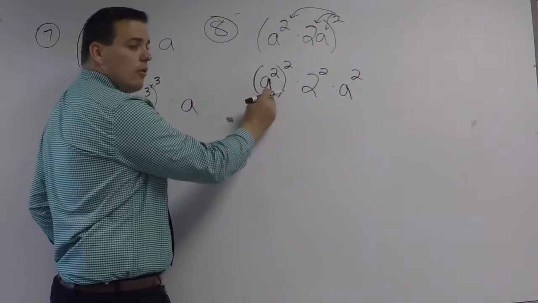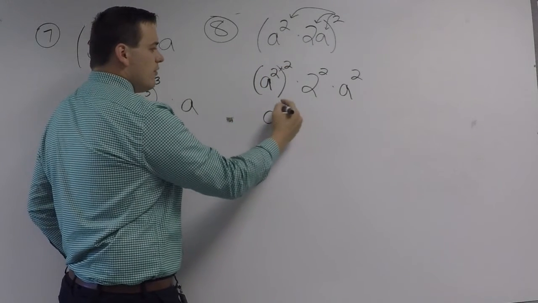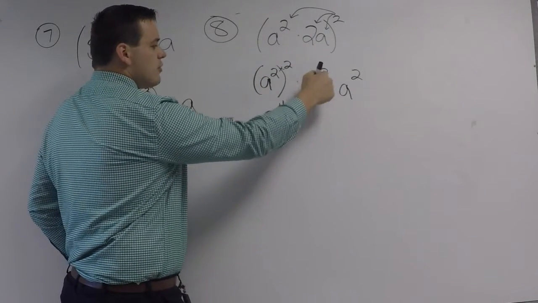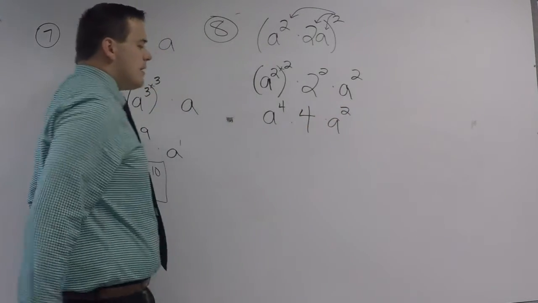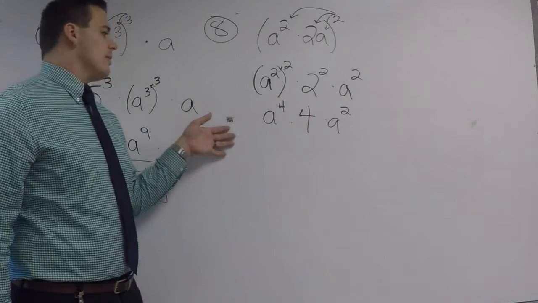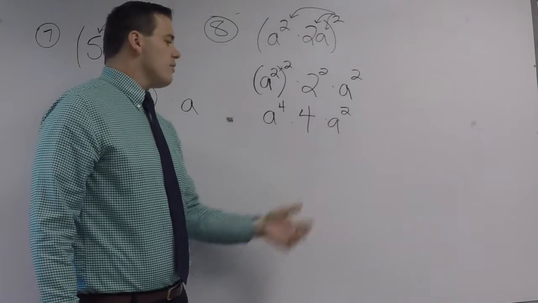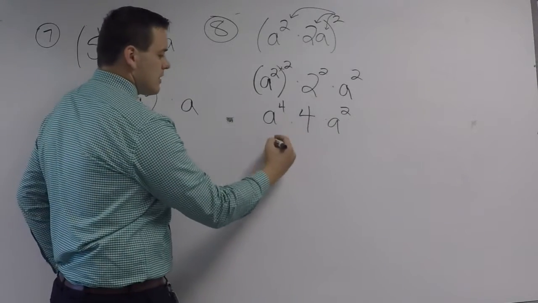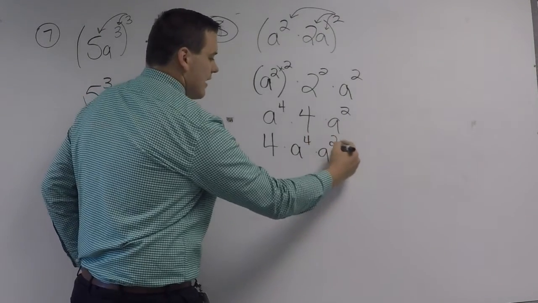So this is a power of a power. When I have this, I multiply. So I have a to the 4th times 2 squared is 4 times a squared. Now as you see this, multiplication, due to the commutative property, you can move these however you want. So I'm going to move this around, and I'm going to actually rewrite it as 4 times a to the 4th times a to the 2nd.